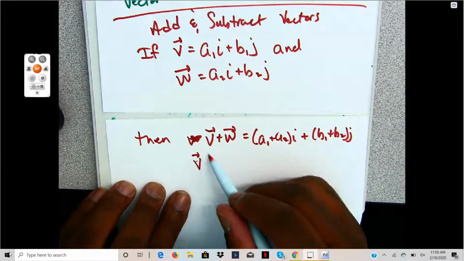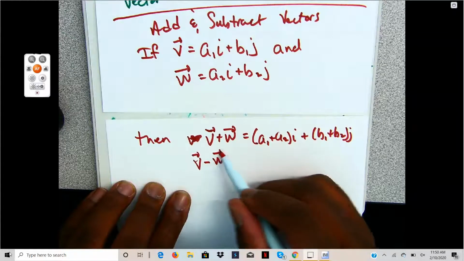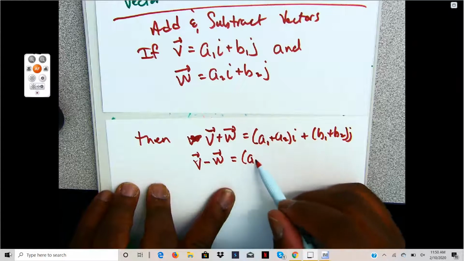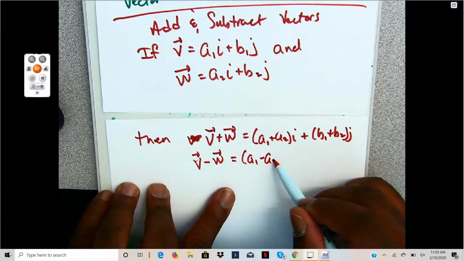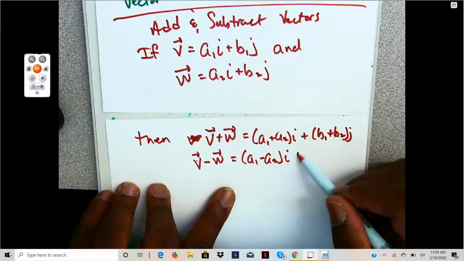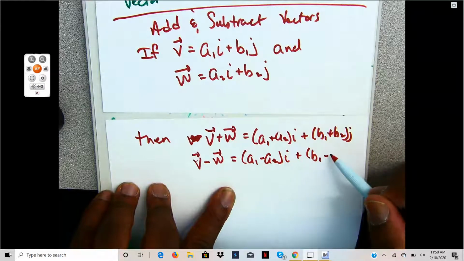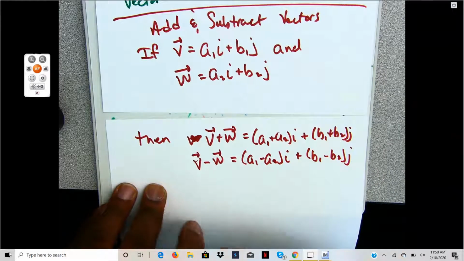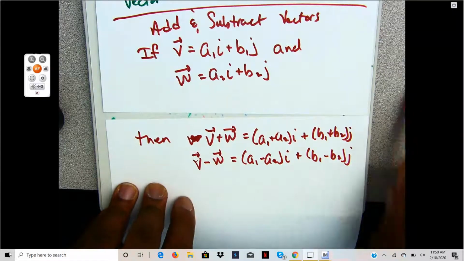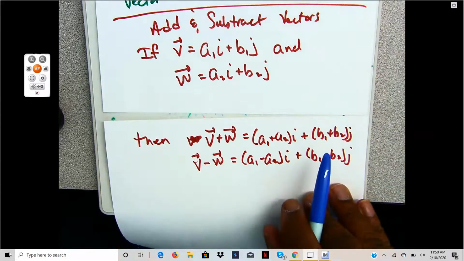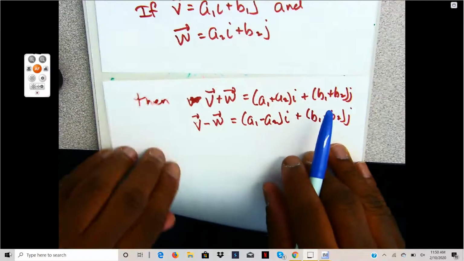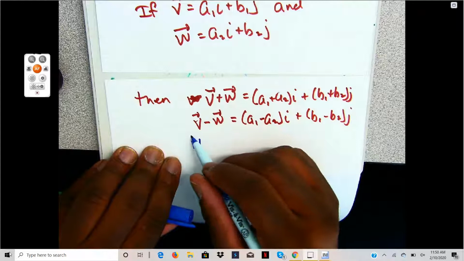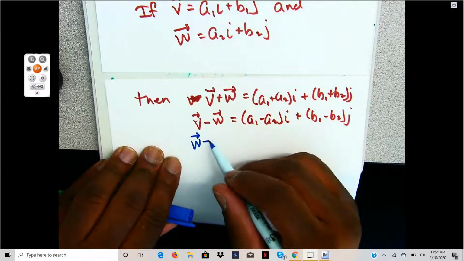Vector v minus vector w is equal to a1 minus a2 i plus b1 minus b2 j. Now, here's where we have to be a little careful. Not a little careful, a lot careful. The vector v minus w does not necessarily have to be the same as the vector w minus v.